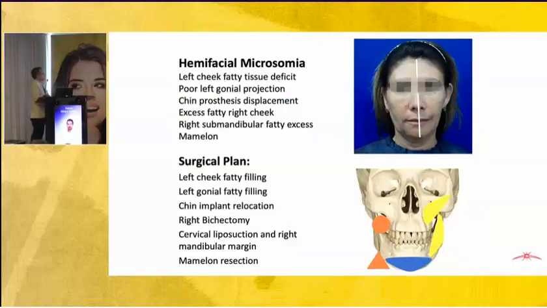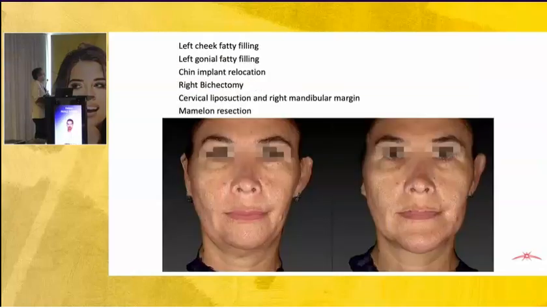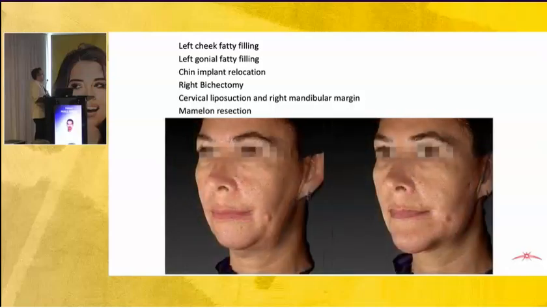And when I use it in a microsomy with left cheek fatty tissue defect, poor left gonial projection, chin prosthesis displacement, excess fatty right cheek, right submental fatty excess, and mamelon. And this is the way I change complete this patient, not only adding fat in this area, at the same time take the buccal fat pad and make the liposuction on the right side.